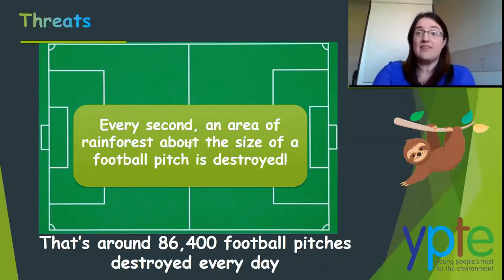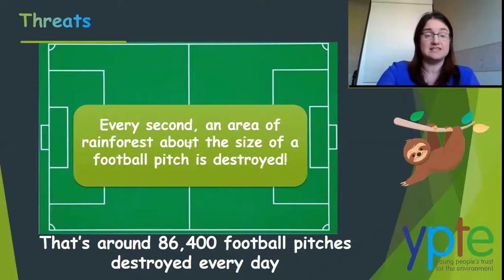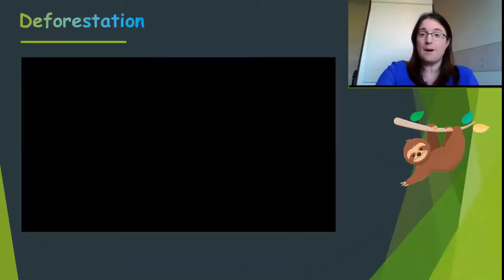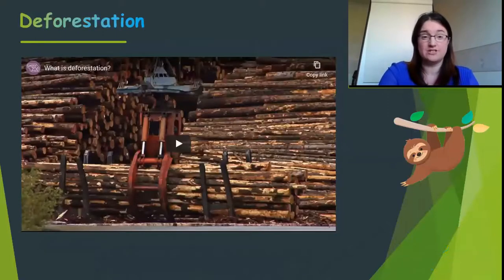That is a vast area. So that is really worrying, isn't it? Considering we've just talked about how we are connected to that rainforest. We've already thought about the plants and the animals in the rainforest and the tribes in the rainforest. They are all going to be in danger if this destruction continues. But what is deforestation and how are these rainforests destroyed?